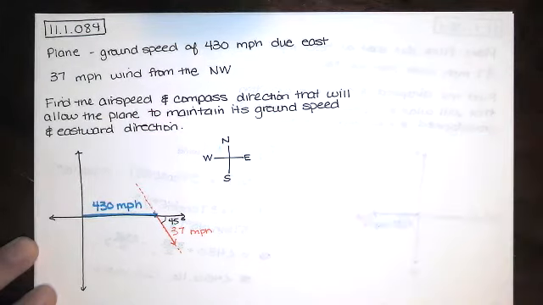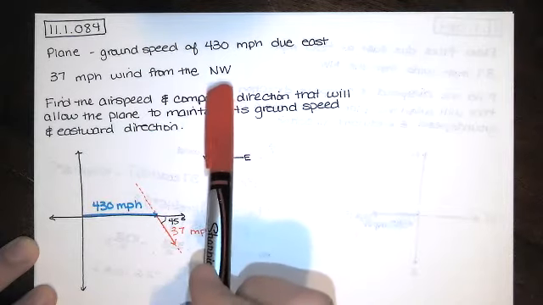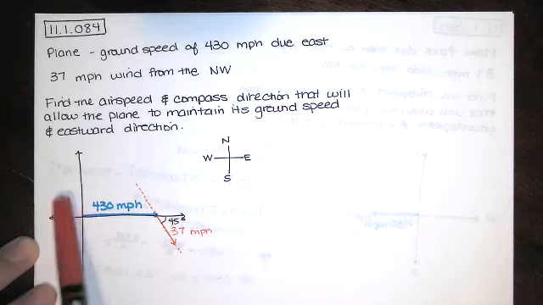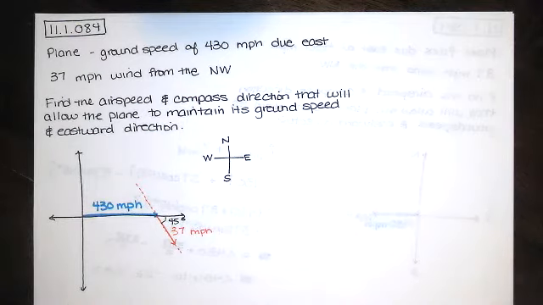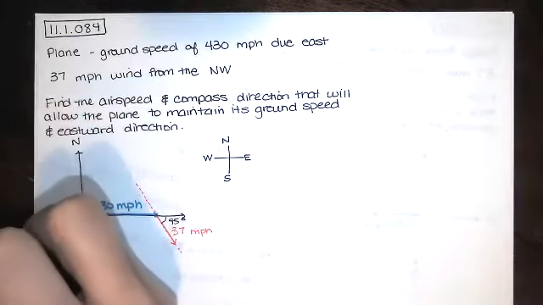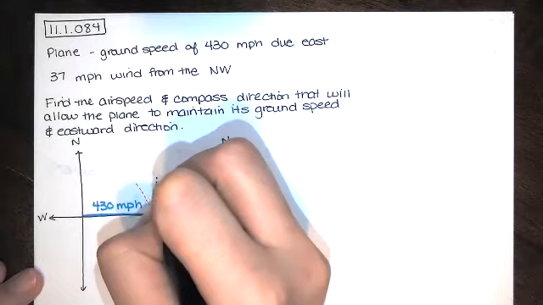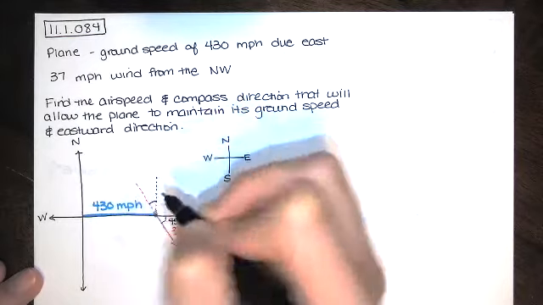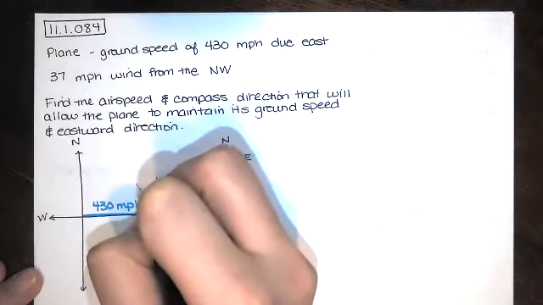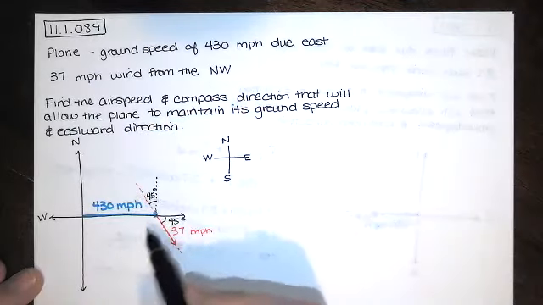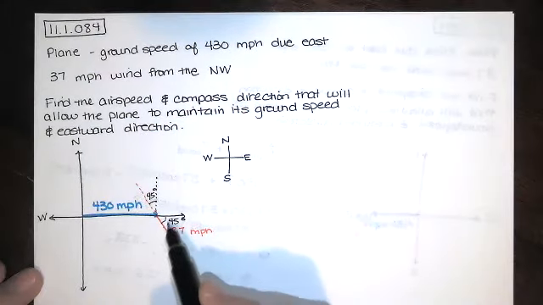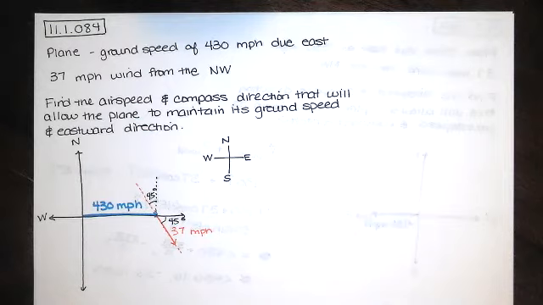South, east, and west. This is our initial ground speed, and then it encounters a wind of 37 miles per hour. Now, since that wind is coming from the northwest, if this is north and this is west, coming from the northwest implies that the angle we're making with the vertical or the horizontal is 45 degrees. So that's 45 degrees, that's 45 degrees, which means that's 45 degrees.